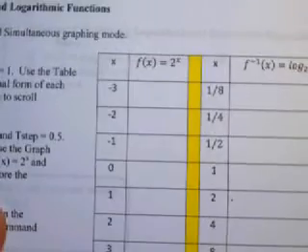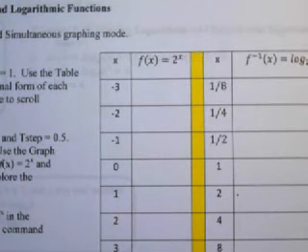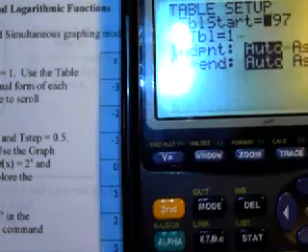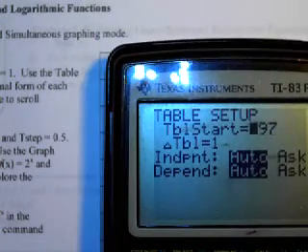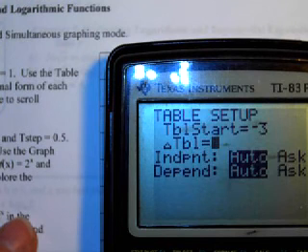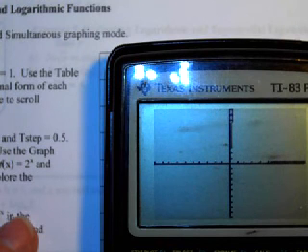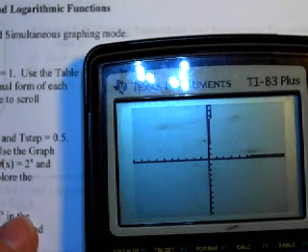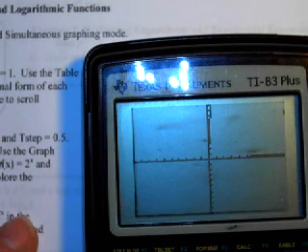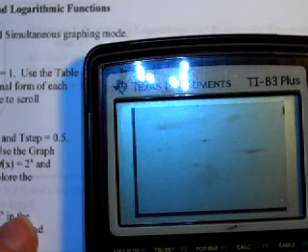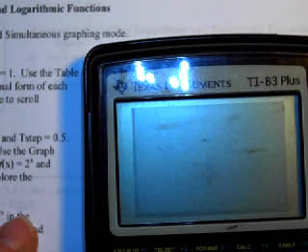Now it says we're going to create a table. So we're going to set table start at -3, and change in table will be 1. And then let's see what we get here. Didn't tell us how to set our graph, did it? So I'm going to hit zoom 0. Oh, on this we're not using the graph anyway. We're just using the table, correct?